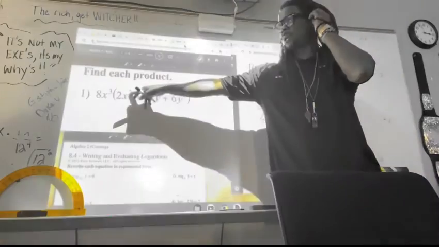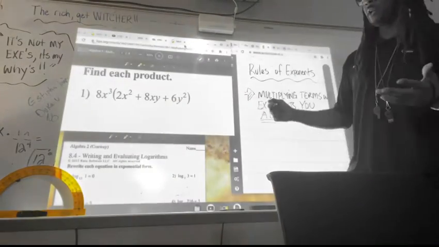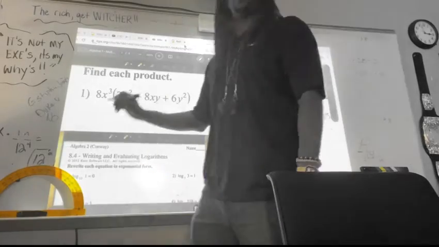What property do I have to use here? You want to distribute.